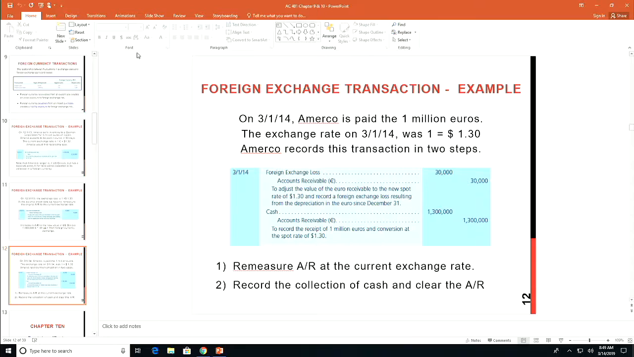You are expecting to receive euro, and that value goes down, right? That's not good for you. So these 3 cents you are losing here. These 3 cents you are losing doing nothing. You have to show this. And of course it's a loss. Loss is always a debit item. So you're going to debit foreign exchange loss. And you are expecting to receive less, so you need to reduce your account receivable value. Right. So you have to calculate the amount that you are losing, and that is 3 cents per euro, and you have 1 million, that is $30,000.